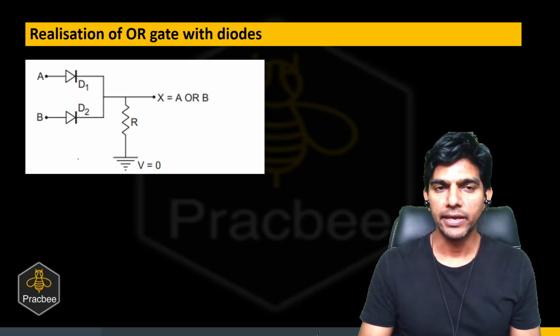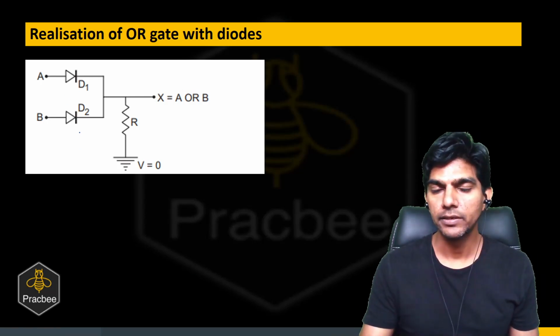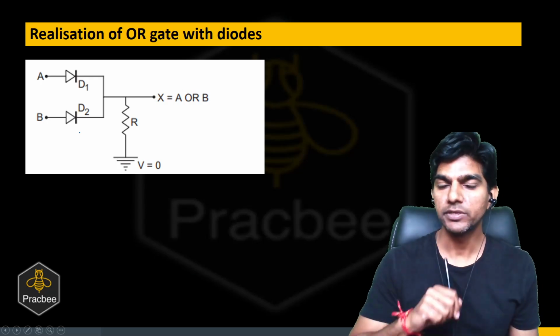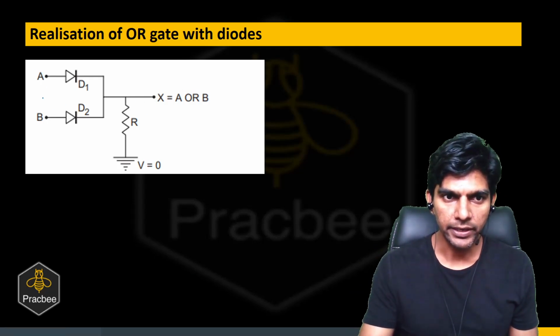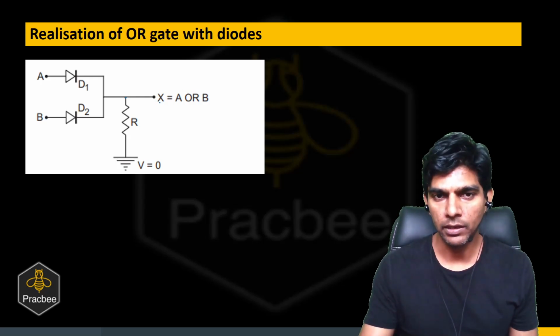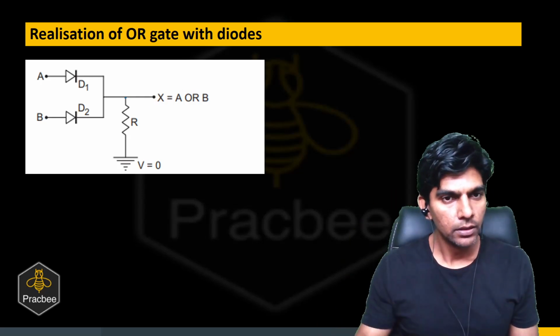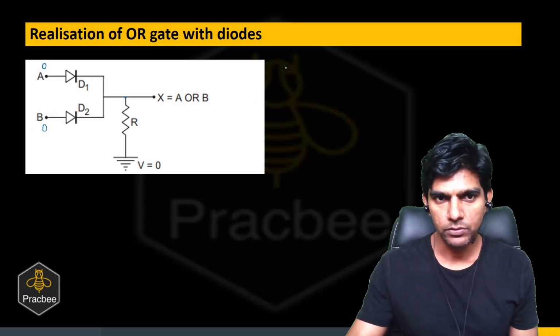So if we have two diodes which are connected like this and there is no battery, now this circuit will behave like an OR gate. Now let us see how it is behaving like an OR gate. Let us say A and B are our inputs and we are taking output from this point. We'll call our output X. Now let us say both the inputs are low. So A, B and X. A is low, B is low.